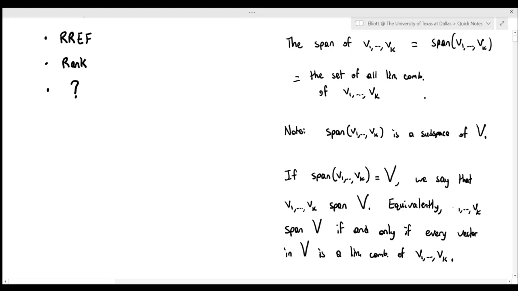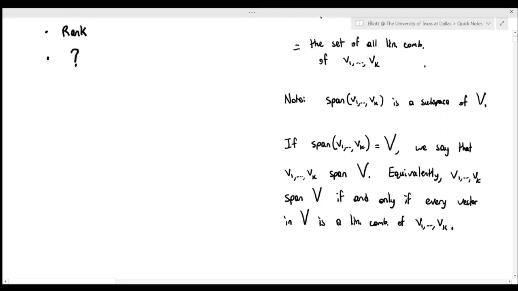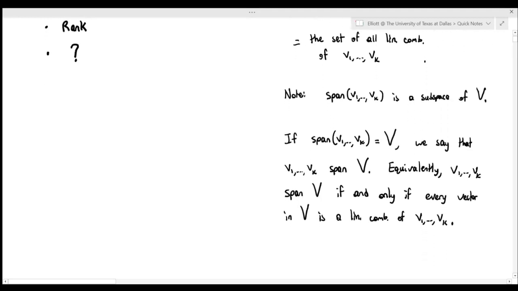If that's not too clear, again, just remember the span of a collection of vectors is the set of all linear combinations of them. So to say that the vectors span the entire space V should mean that every vector in V is a combination of them. And then it's always useful to reformulate these definitions.